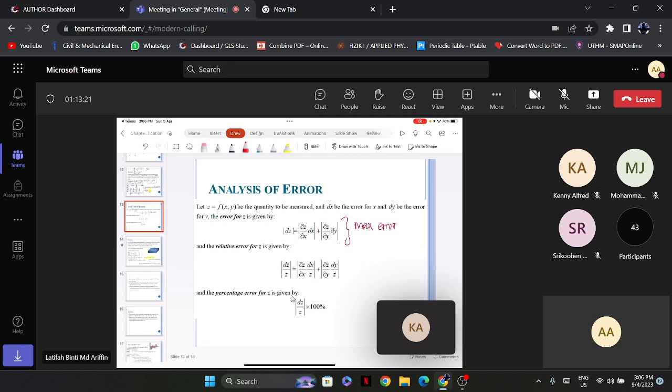Umi tengok ni, 100. Ni 100 million. Ni, kalau nak tulis 1000 macam mana? Tulis 1000. Macam mana tulis 1000?